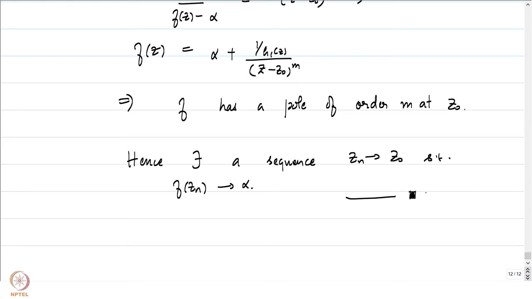So the Casorati-Weierstrass theorem gives us some idea about how a function behaves as we approach one of its essential singularities. Let us now move on and define what is meant by a meromorphic function. But before we do that, let us recall the notion of the order of a pole of a function f at a point z0. So, suppose we start off with a function f and let z0 be a pole of order m at z0. What does that mean?